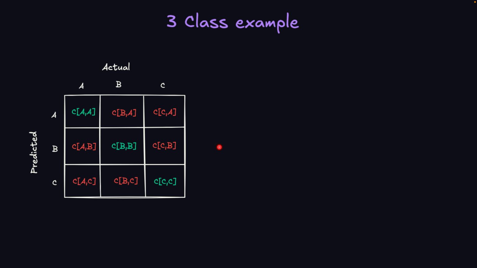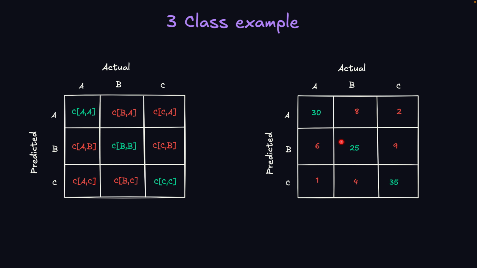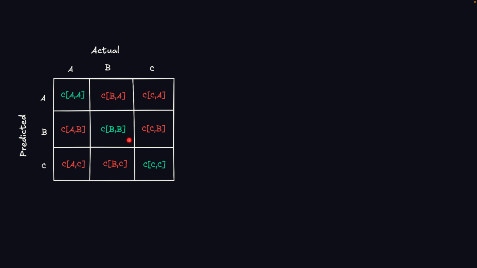Okay, now if we put numbers to this, this is how it will look like. So if we take the first one as an example, this is an example where we have 30 instances where actual class is A and our model also predicted that as A. And we have 8 examples where we have the actual classification as B, but our model has predicted them as A, and so on. So this is how it works.